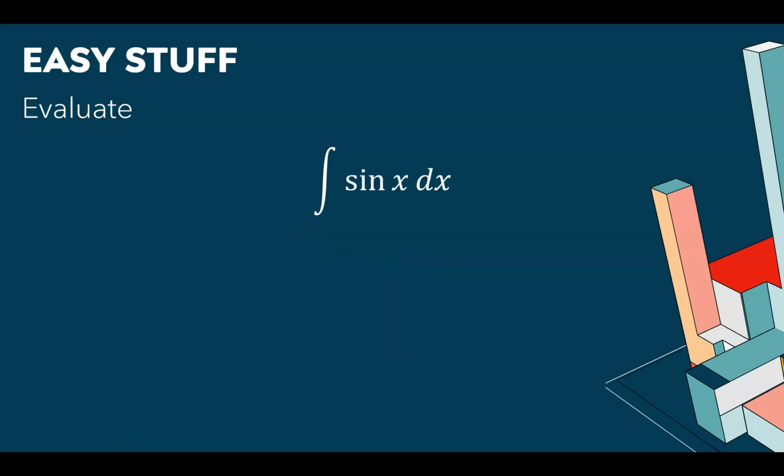Okay, let's try that again. What has the derivative sine of x? We're trying to find the indefinite integral of sine of x dx. And, well, cosine? The derivative of cosine is negative sine. So negative cosine of x plus that constant. Like I said, pretty straightforward if you know your derivatives.